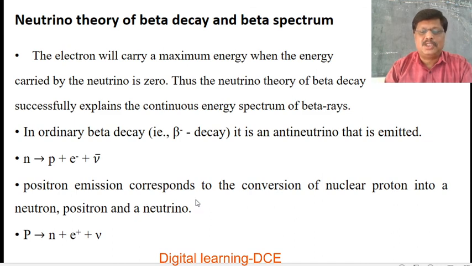Positron emission corresponds to the conversion of a nuclear proton into a neutron, positron and a neutrino. In ordinary beta decay, a neutron is converted into a proton by emitting the beta minus particle, that is electron, along with antineutrino. In the positron beta decay, a proton is converted into a neutron and a positron with the emission of neutrino also.